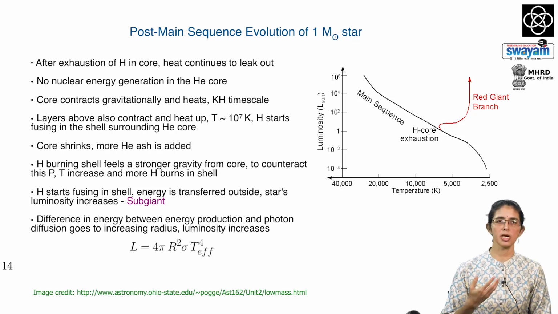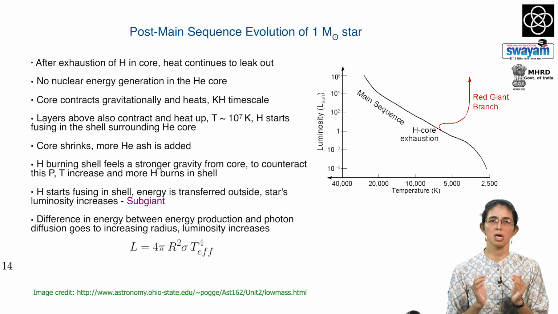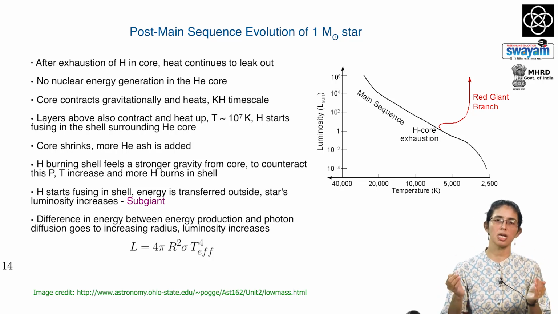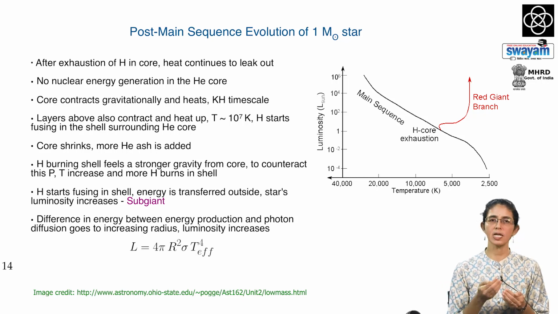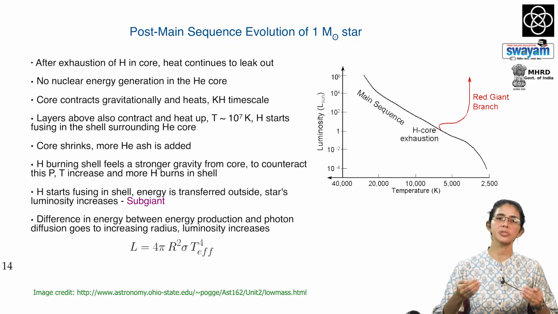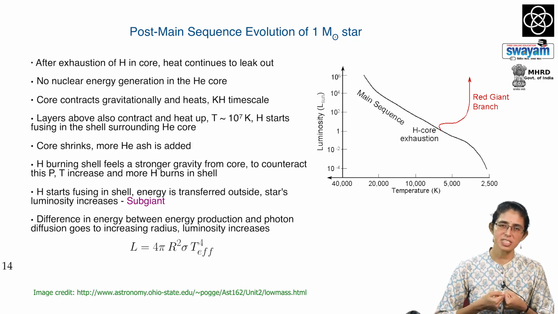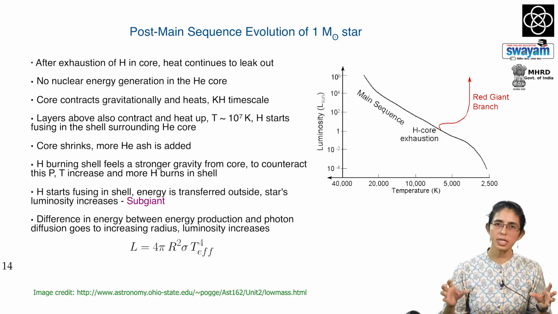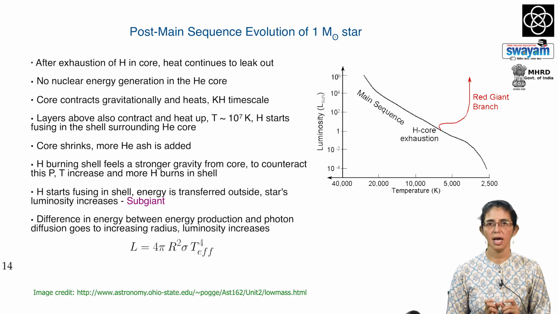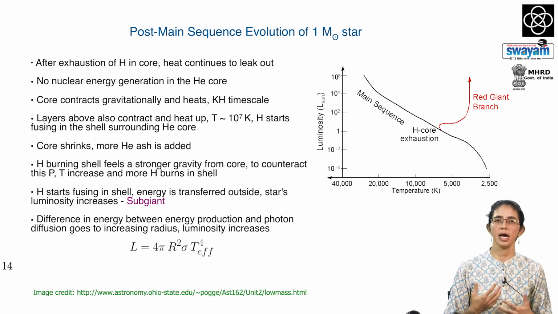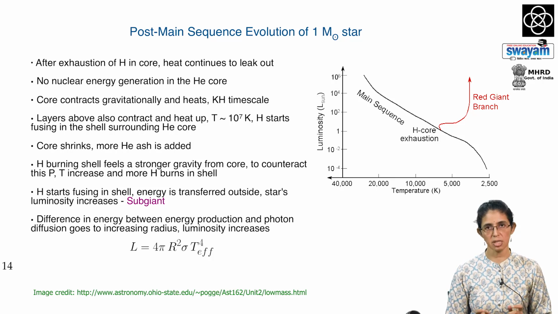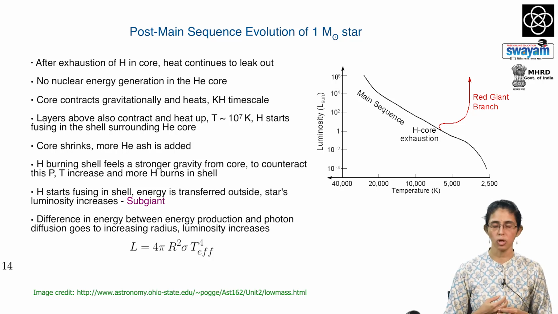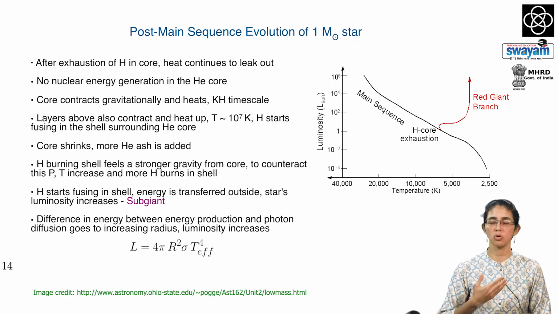Now, there is a source of energy generation. As the core shrinks, more and more helium is added from the shell onto the core, and as more helium is added onto the core, this again helps in the further gravitational collapse. This gravitational collapse in turn pulls the edges of the hydrogen burning shell towards it, and to counteract this gravitational pull from the core, more and more hydrogen starts burning in the shell and more energy is being produced. One has to remember that the amount of hydrogen that is being burnt in the shell is much more than what was being burnt in the core. Therefore, much more energy is being produced as compared to what was produced in the main sequence phase.